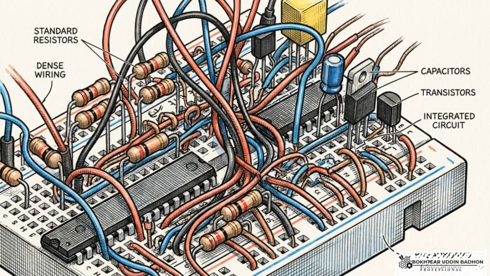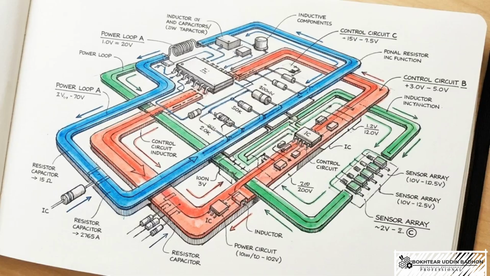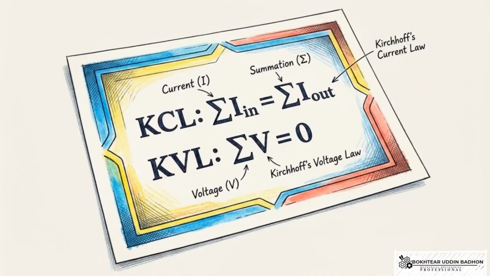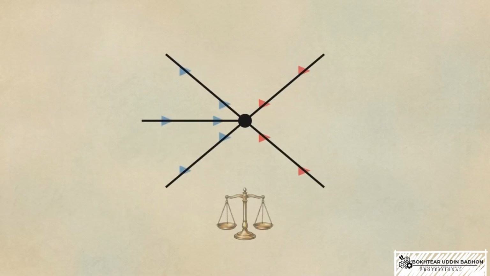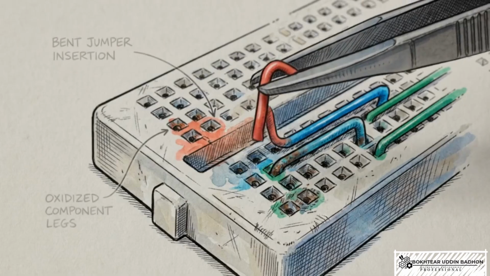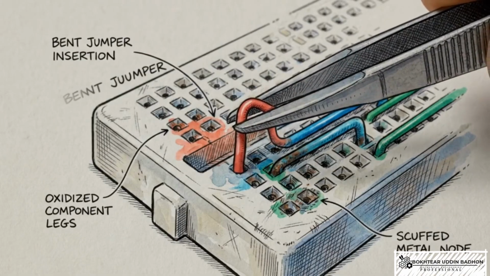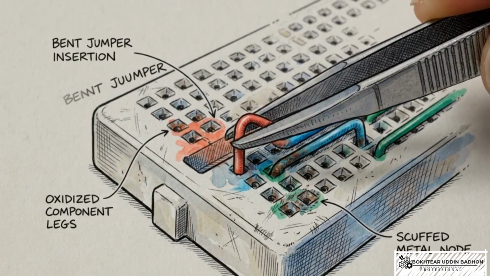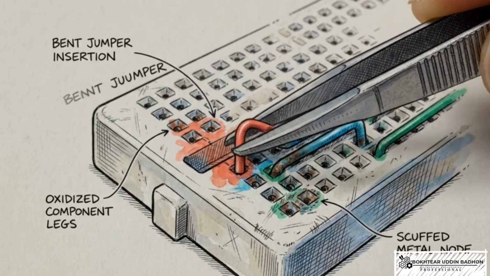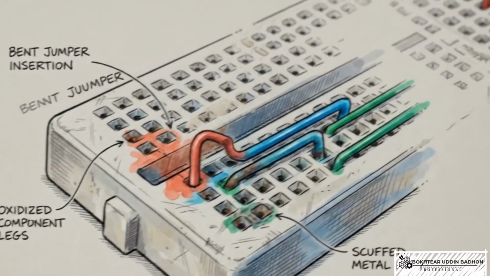These individual component errors compound rapidly when we evaluate complex DC networks, where multiple interdependent loops interact simultaneously to share currents and voltages. On paper, Kirchhoff's laws dictate perfect balance. The algebraic sum of voltage drops around any closed loop must equal zero, and the sum of currents entering a junction must exactly match the currents leaving it. Executing those loops on a physical breadboard fractures that perfect balance. Every single wire jumper, component leg, and metal node introduces microscopic contact resistance.